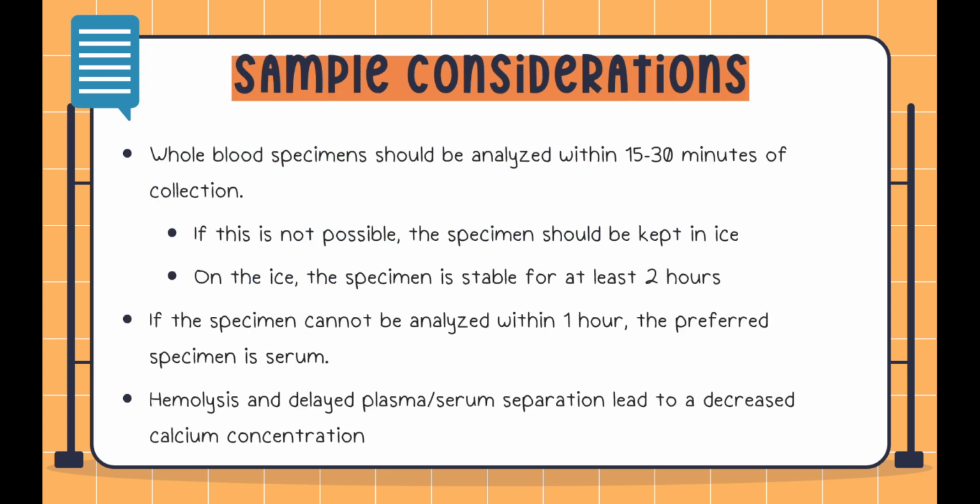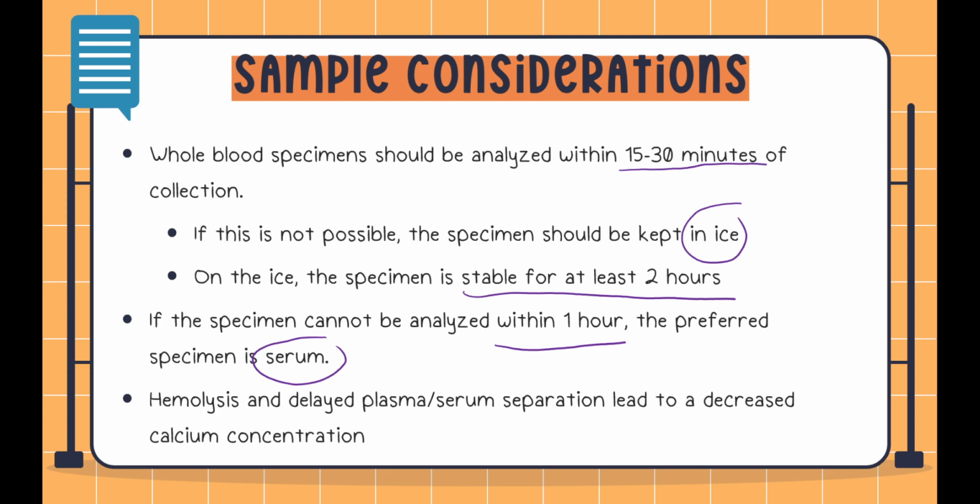Other sample considerations when determining your calcium are the following. Whole blood specimens should be analyzed within 15 to 30 minutes. If this is not possible, keep it in ice, because once your sample is placed on ice, it can be stable for at least 2 hours. If the specimen cannot be analyzed within an hour, as when you are too busy to process your sample right away, then the preferred sample would be serum.